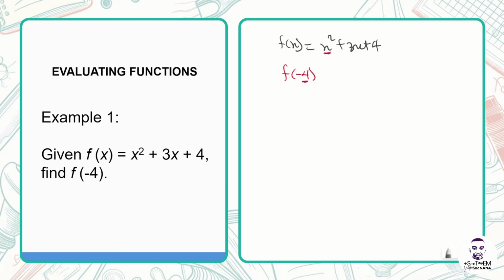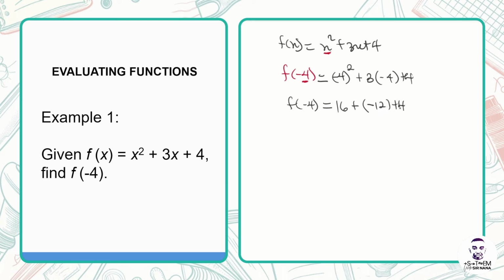So it means that we are going to have f of negative 4 equal to negative 4 all squared. Because the negative is affected by the square, we can put both the negative and the 4 into brackets, plus 3 multiplying negative 4, plus 4. So this implies that f of negative 4 will be equal to, when we have negative 4 all squared, it gives us 16, because 4 squared gives us 16. The negative squared will give us positive. Then we have plus 3 multiplying negative 4 gives us negative 12.